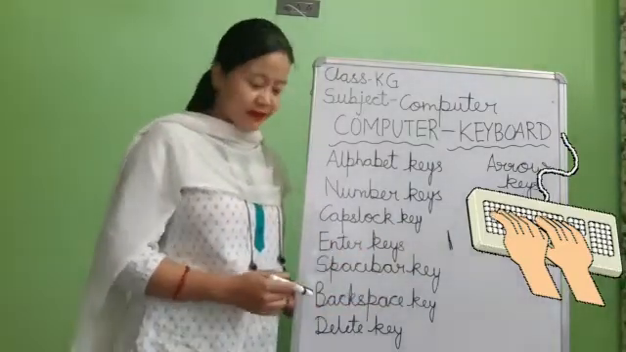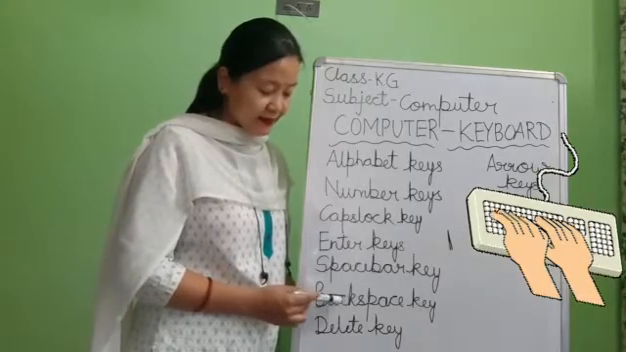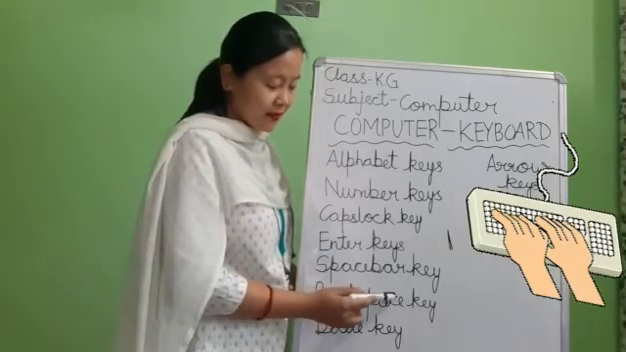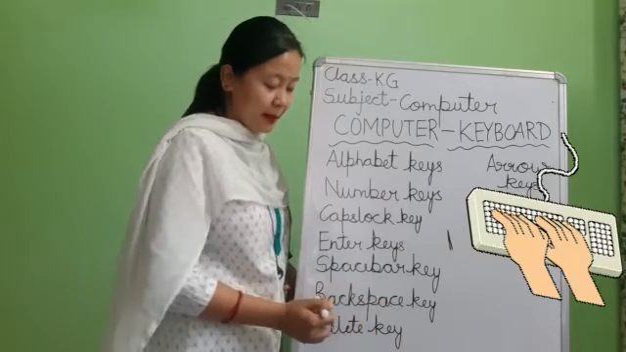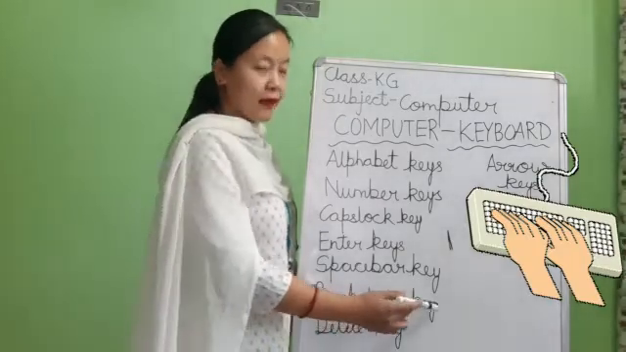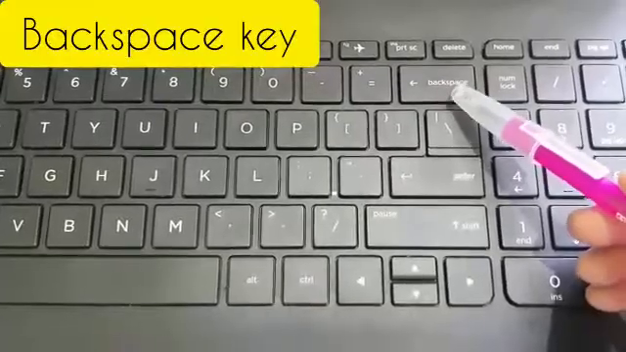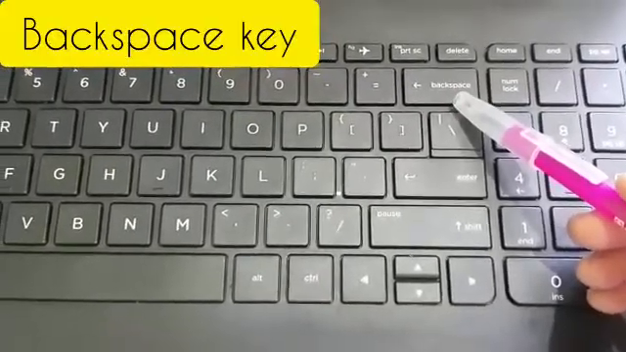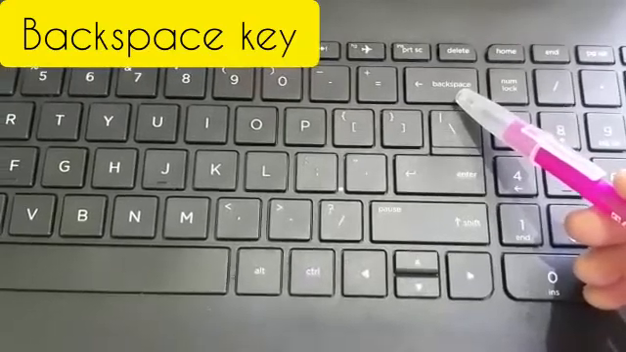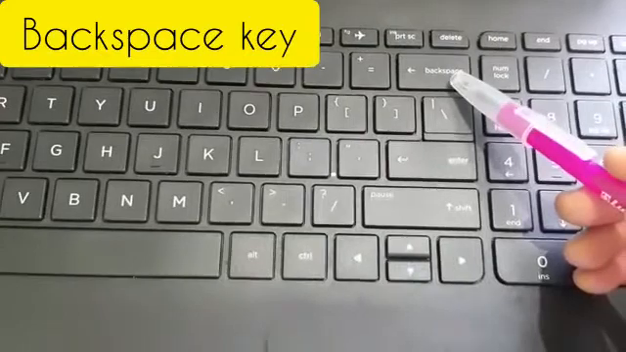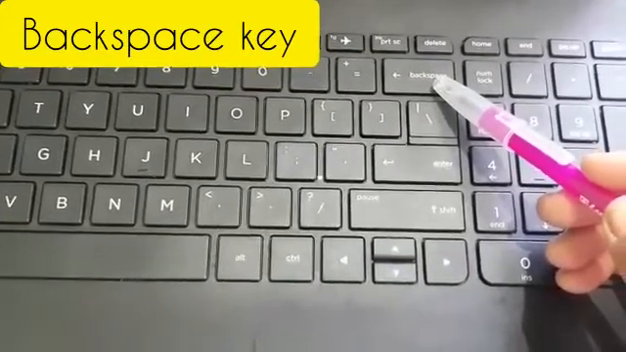Spelling of backspace key: B-A-C-K, back, S-P-A-C-E, space, backspace, K-E-Y, key, backspace key. Children, this is backspace key. Backspace key helps to erase what we have typed on the screen. It is useful when we type something incorrect.